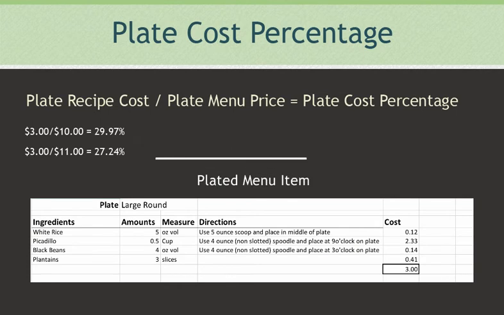To calculate the plate cost percentage, take the plate recipe cost and divide it by the plate menu price. Many refer to this as food cost or the plate's food cost. If we price the picadillo plate at $10, the plate cost percentage would be 29.97%. If we priced the same picadillo plate at $11, the plate cost percentage would be 27.24%.